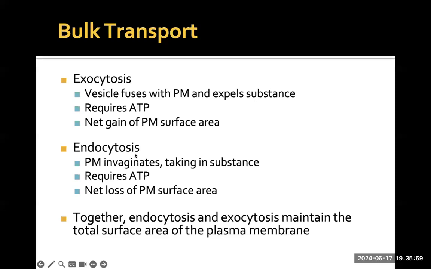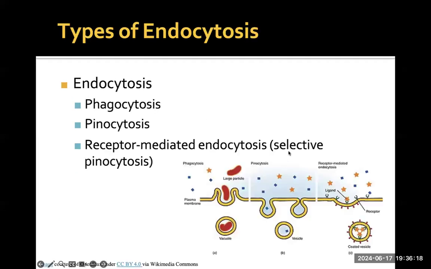Endocytosis is exactly the opposite, right? The plasma membrane is going to invaginate, or take substances in. And it's, again, a lot of substances. And so because of that, it's going to require ATP. Together, both endocytosis and exocytosis are going to help maintain total surface area of the plasma membrane because they have to fuse with it. So this is an example of endocytosis.